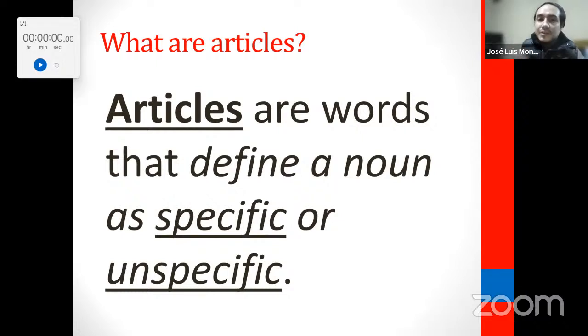Good. So let's read the definition for articles, please, Karen. Articles are words that define a noun as specific or unspecific. Good. So we know if it's unspecific, it's going to be a or an or no article. If it's specific, it's going to be the. So unspecific: a or an in singular, no article in plural; specific: the. We know that. So let's go to the next part.